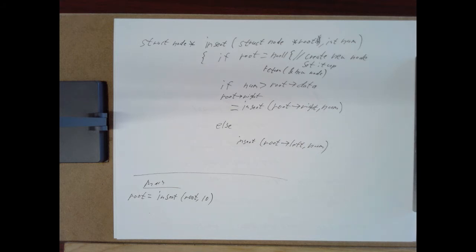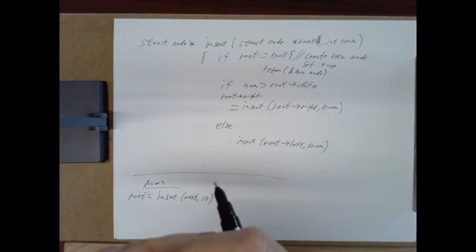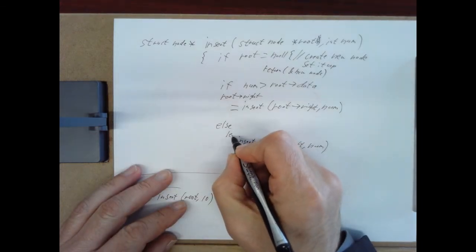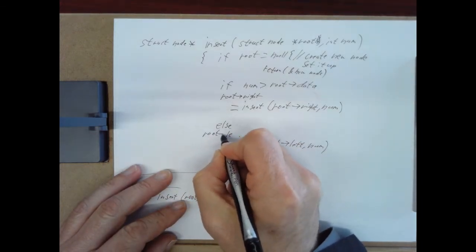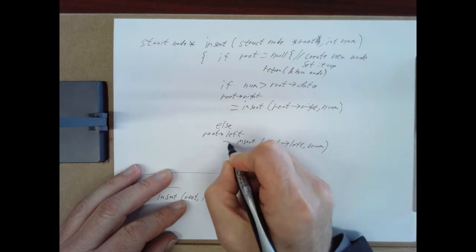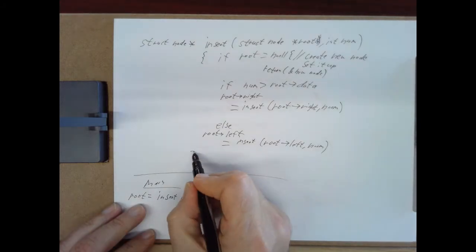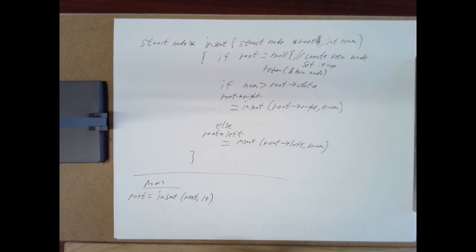And this is only important in the case where you're inserting into an empty tree. And over here, we'd say root arrow left equals insert root arrow left number. And that'll give us a perfectly good insert routine. So that's even weirder to think about.